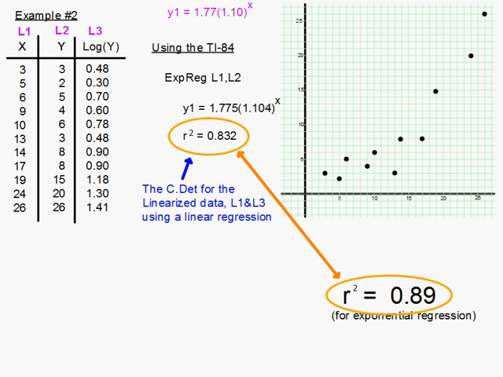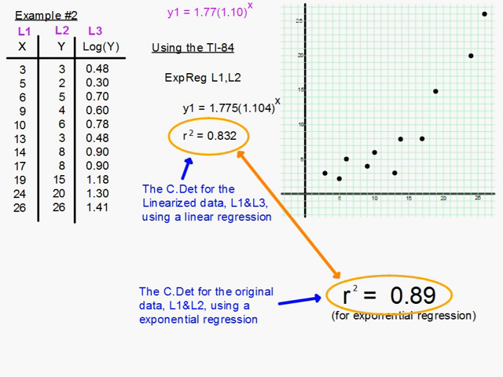The reason for this, and this is just how the calculator is programmed, is that when you use the exponential regression, it calculates the coefficient of determination for the linearized data, which in this case would be like L1, L3, where when we did it by hand, we were really using L1 and L2, which is the original data, and it gets us a slightly different coefficient of determination.